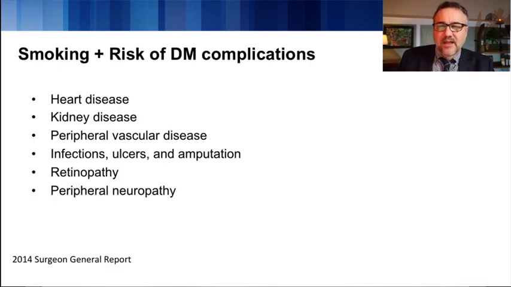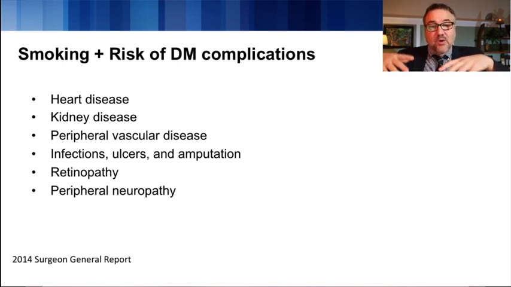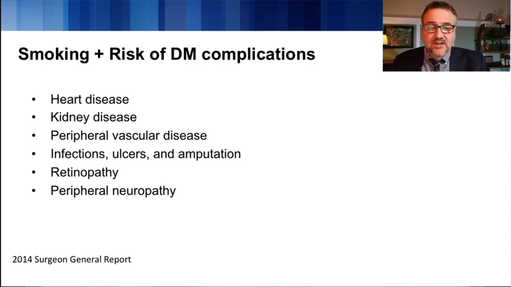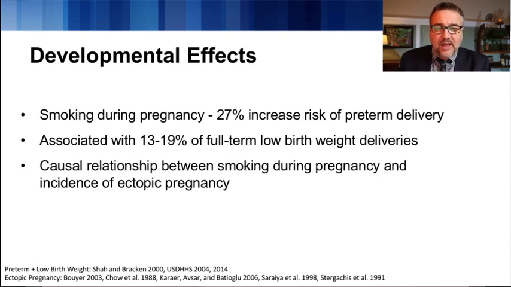So I think this goes without saying, but smoking increases the risk of diabetic complications. Diabetics already have a higher incidence of heart disease, renal disease, peripheral vascular disease, multiple kinds of infections, retinopathy, peripheral neuropathy. All of these things get worse in smokers because of separate pathways where smoking is also impacting heart disease and renal disease and vascular disease and infections. So kind of a double whammy.